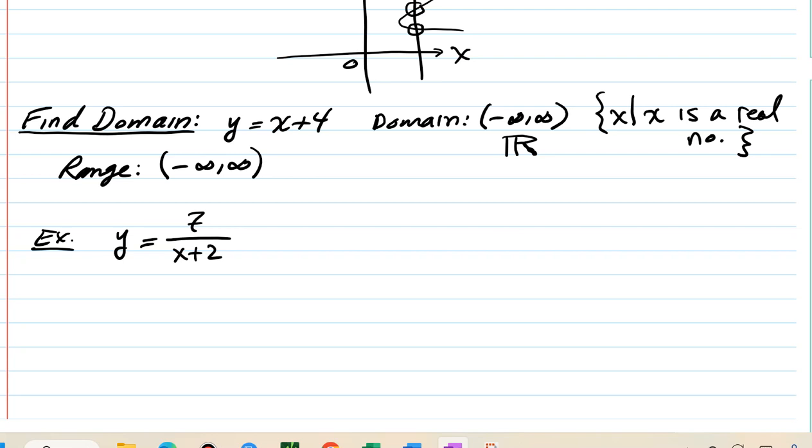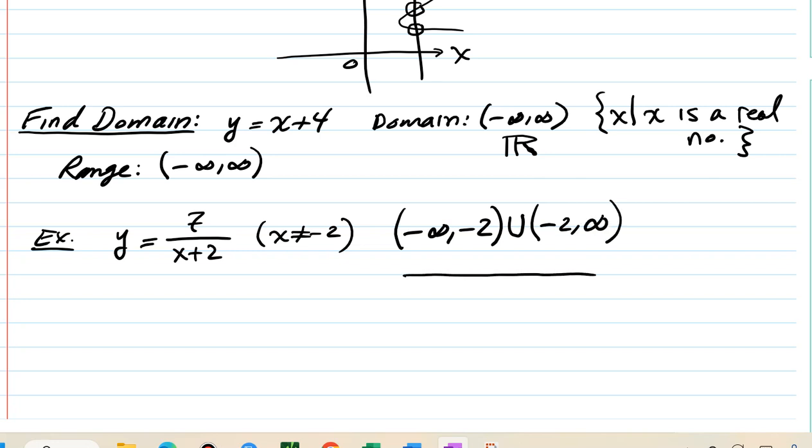All right, so this one, looking at this, x cannot be negative 2, right? Because you get division by 0. Negative 2 plus 2 is 0. Therefore, we're going to exclude negative 2, but any other value of x is possible, right? So we can write this in interval notation. Anything from negative infinity up to negative 2, but not including. So this is how we exclude a point on the number line using interval notation.